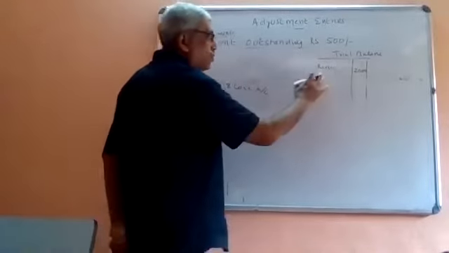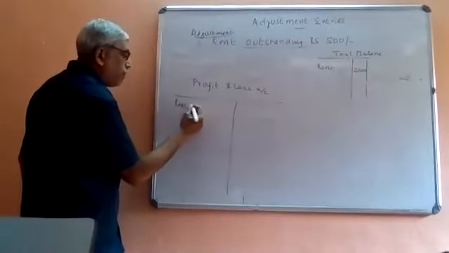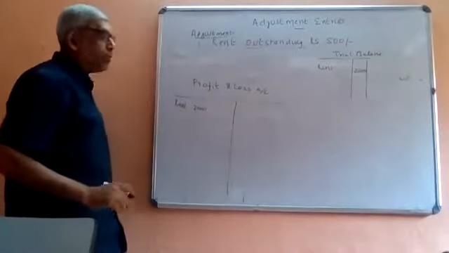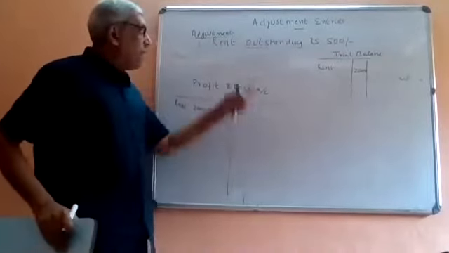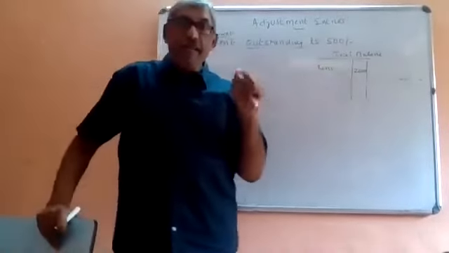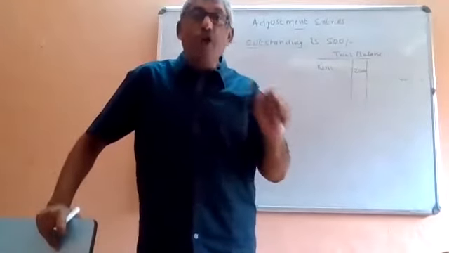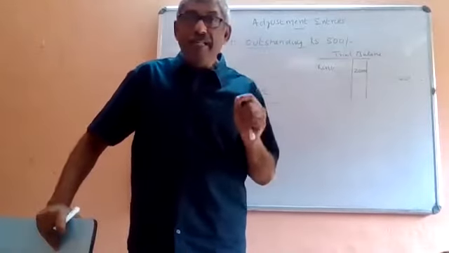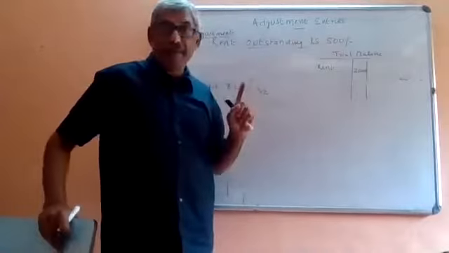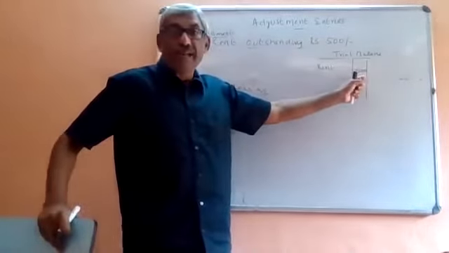So on the debit side there is a rent of rupees 2000. But the adjustment entry says there is an outstanding rent of rupees 500. That means 500 rupees of rent is not paid. Outstanding means you have not paid. So there is an outstanding rent of rupees 500. Already in the trial balance there are 2000 rupees as rent.